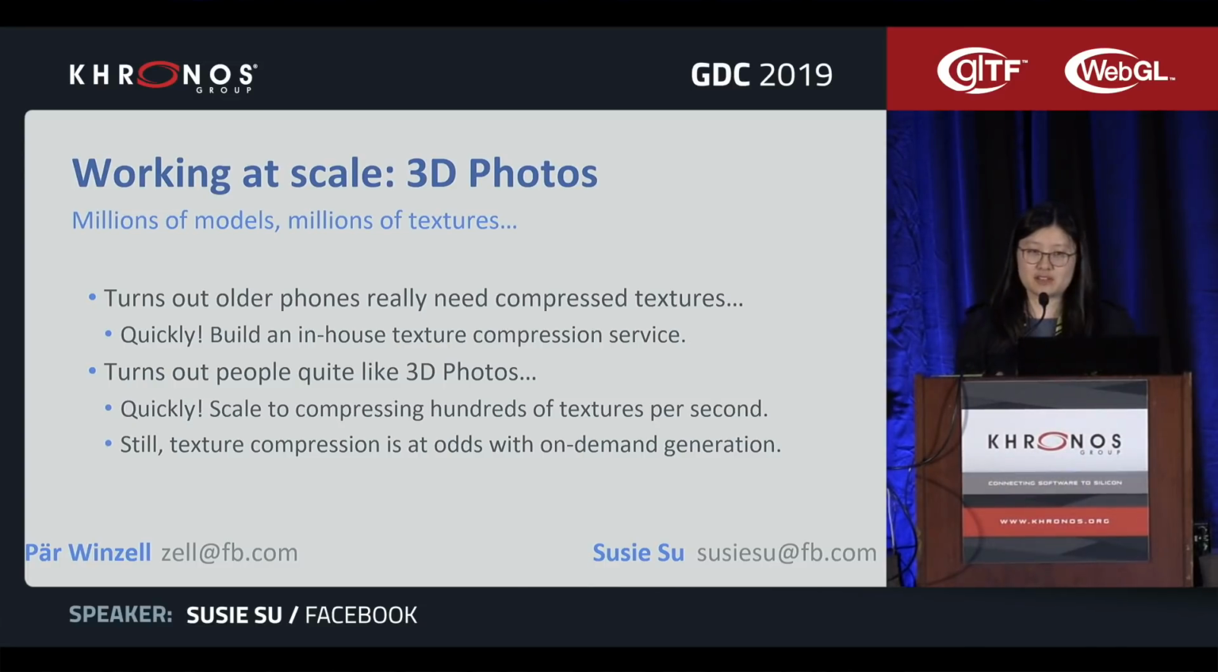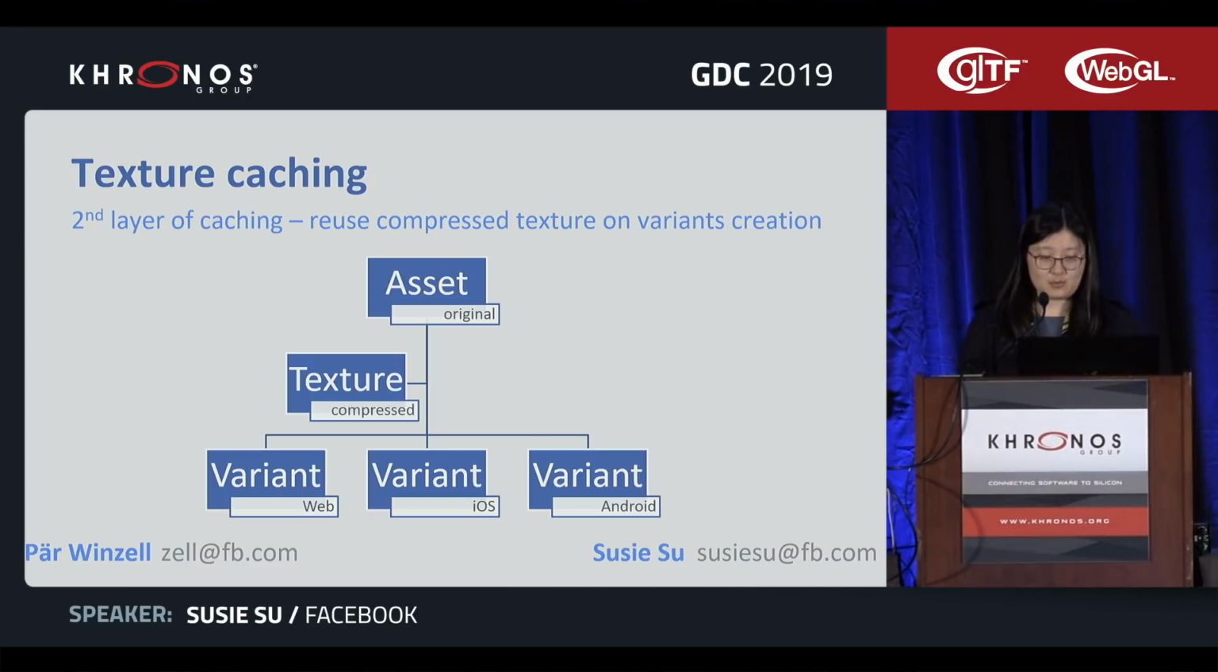And 3D photo becomes more and more popular, and at peak time we found ourselves needing to compress hundreds of textures per second. So how do we scale? The answer is easy. Why not cache the texture that got compressed, so it can be reused for different variations on creation for different clients.